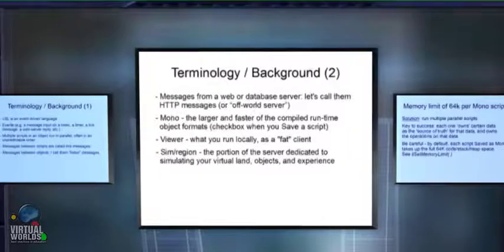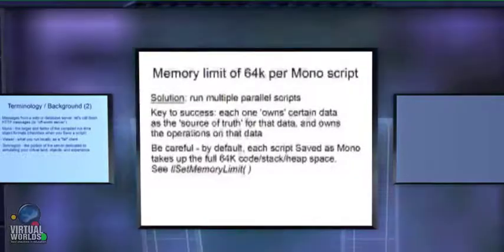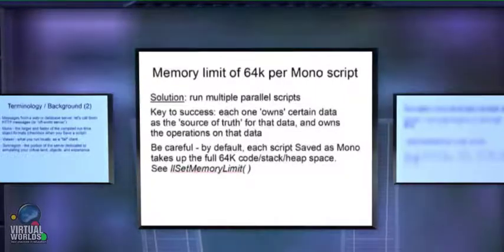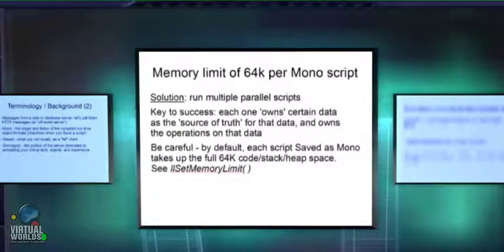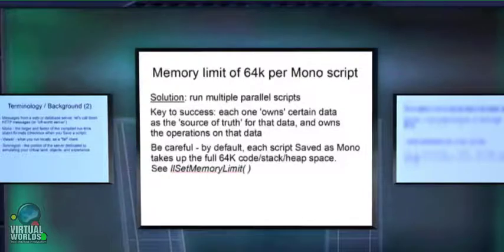So one of the limitations is that there's a memory limit of 64K per Mono script. And that includes the code, the heap, and the stack. The solution to that is to run multiple parallel scripts, which in my experience, in one project I have a linked object running 50 scripts in parallel.